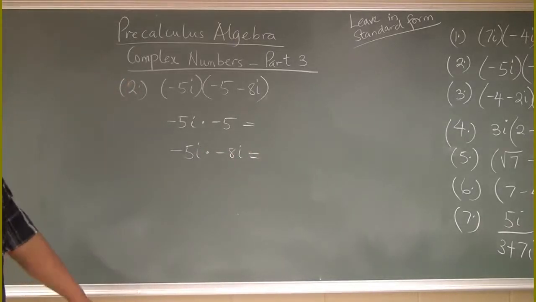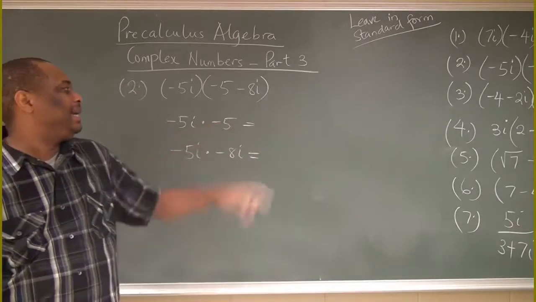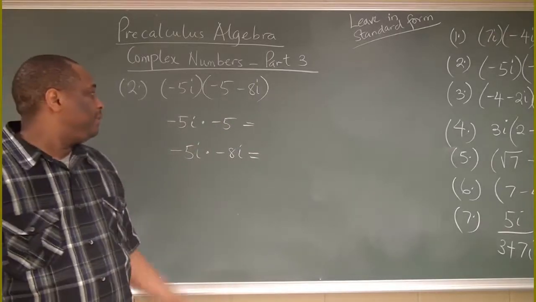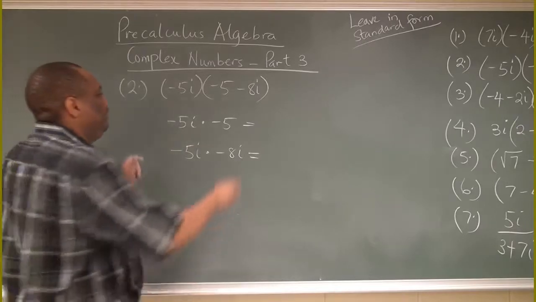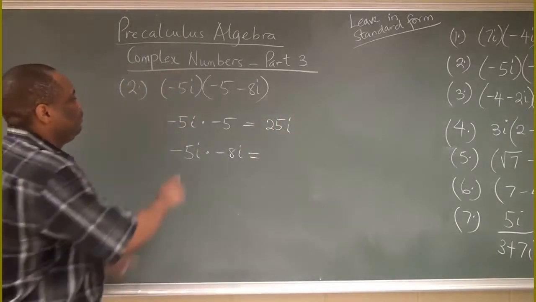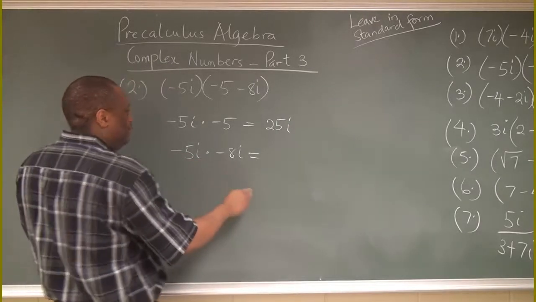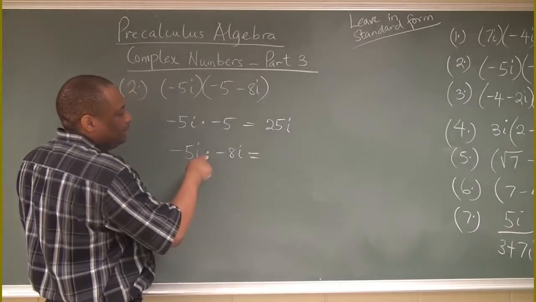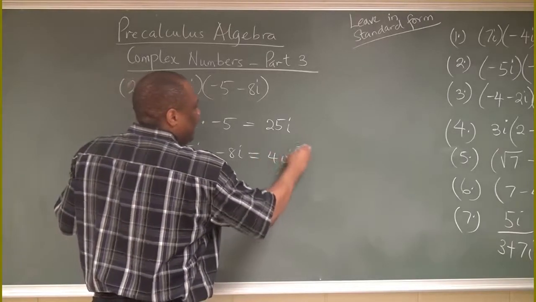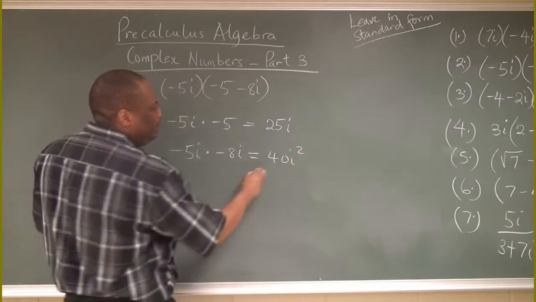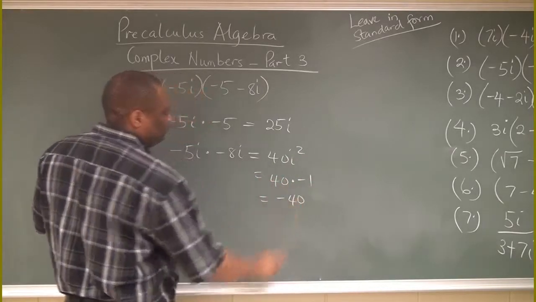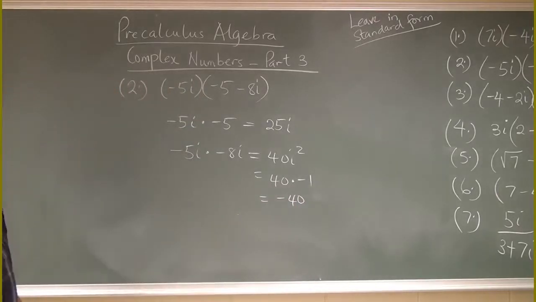So -5 times i times -5. -5 times -5 gives us 25. 25 times i gives us 25i. So this is 25i. Then this will be -5 times -8 is 40. Then i times i is i squared, right? So this is 40 i squared. Are you with me? Which is 40 times what? -1, which is -40. You see that?